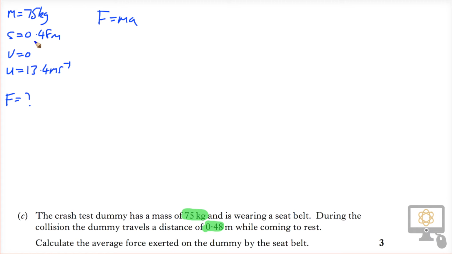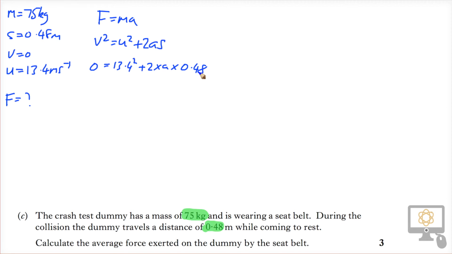We have some other information though about the dummy in terms of its motion, and we can use these three pieces of information with the formula v squared is equal to u squared plus 2as, an equation of motion which incorporates all of this data with acceleration. So we'll plug the numbers in now. The final speed is 0. The initial speed is 13.4 squared plus 2 times the acceleration, which we're trying to find out, times the displacement of 0.48. And we can rearrange all that to get a.